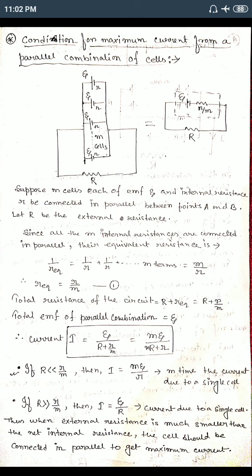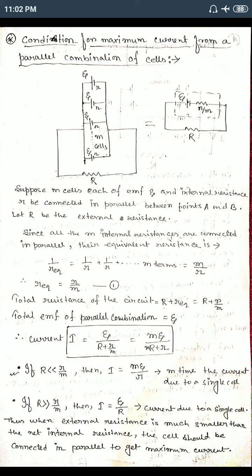So in which condition do we get more current? In the first condition, we get M times the current. Okay, so this is the condition in parallel combination of the cells. We get the maximum current when the external resistance is very less than the total internal resistance of the cells. Only in that condition, in parallel combination of the cells, we get the maximum current.